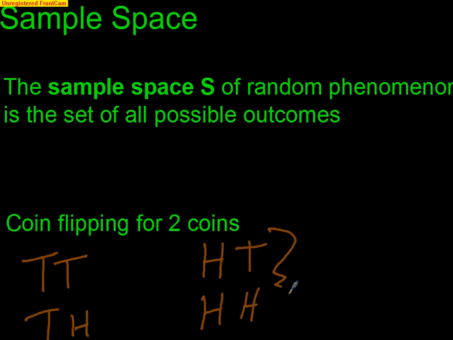And all of this here, I'll put brackets around it because it's a set, is a sample space S. Because that's a set of all possible outcomes for the simple phenomenon. So that's what sample space is. Sample space in this case is TT, TH, HT, and HH. That's a set of all possible outcomes. Okay.